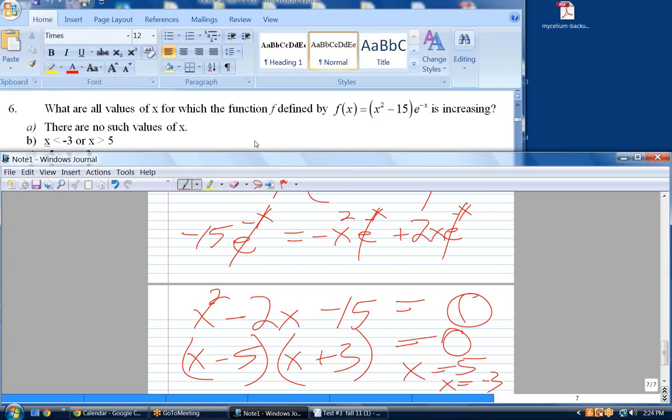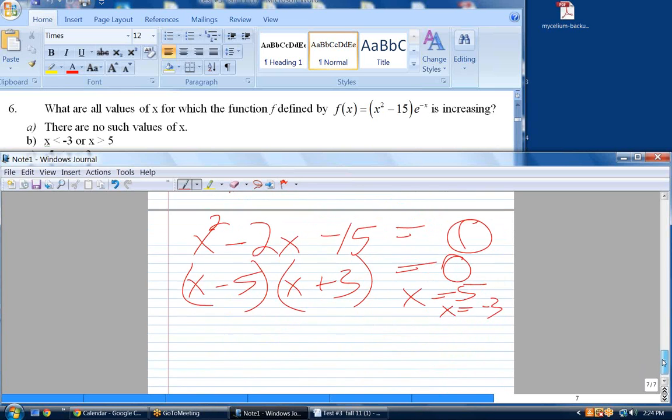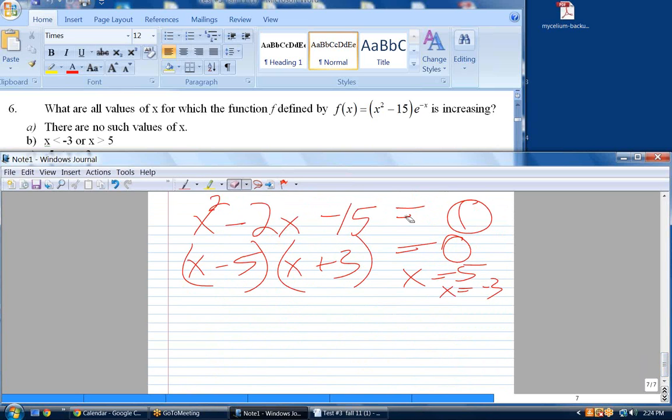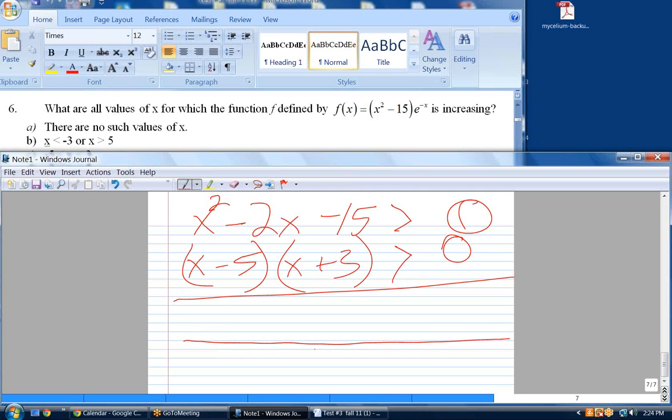Hold on a second. I set it equal to 0. Let's go back here. I got confused. Okay. We've got to set this greater than 0. Right? It's only increasing when the derivative is greater than 0. So now we have to solve this inequality. And to do that, I use a line chart. Are you familiar with the concept of a line chart?